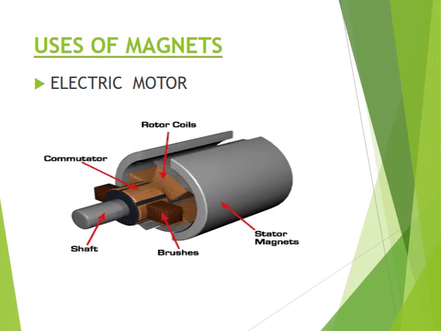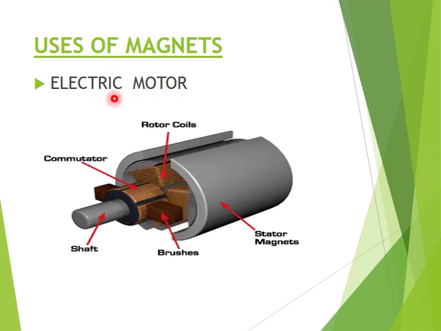Yes, my dear students, you can see here another use of a magnet: the use of a magnet in an electric motor. The electric motor is used in everyday life. In our houses, the electric motor is used to pump the water up, and it is used in electric fans as well. There is a large use of electric motors in our daily life.